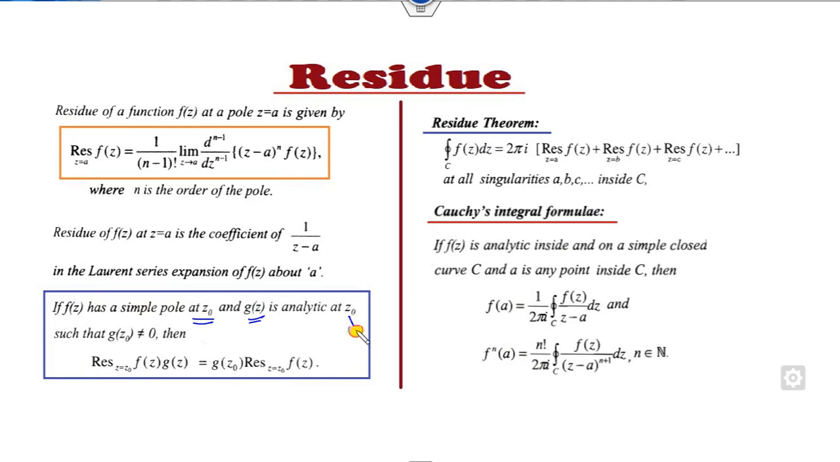One more important remark: if f of z has a simple pole at z0 and g is an analytic function at the point z0, then the residue of the product is nothing but the value of g at the point z0 times the residue of f at z0, because g is analytic at z0.